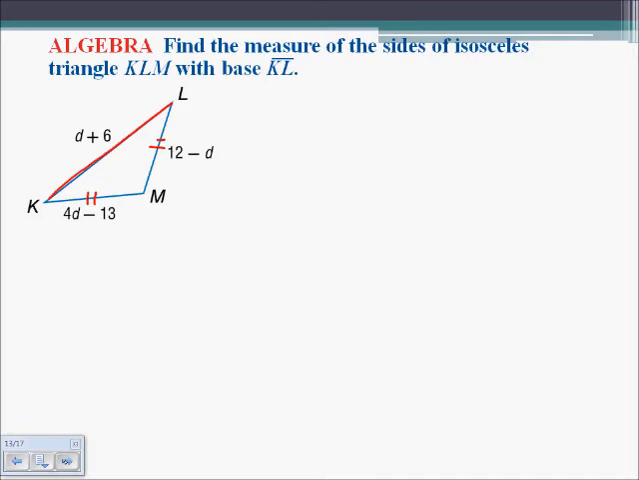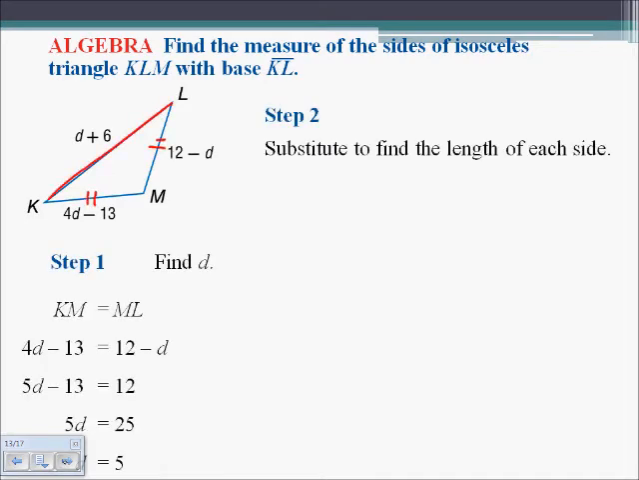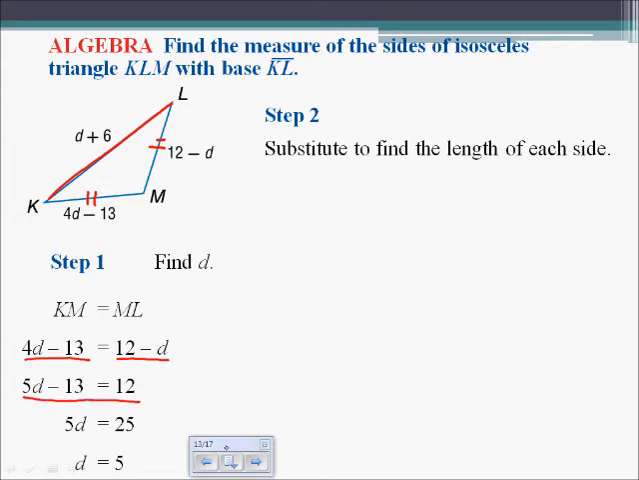So we can make a statement that says that KM is equal to LM, which therefore will state that, if I slide this over, 4D minus 13 is equal to 12 minus D. We would then add D to both sides, and we have 5D minus 13 is equal to 12. Add 13 to both sides, 5D is equal to 25, and D equals 5.